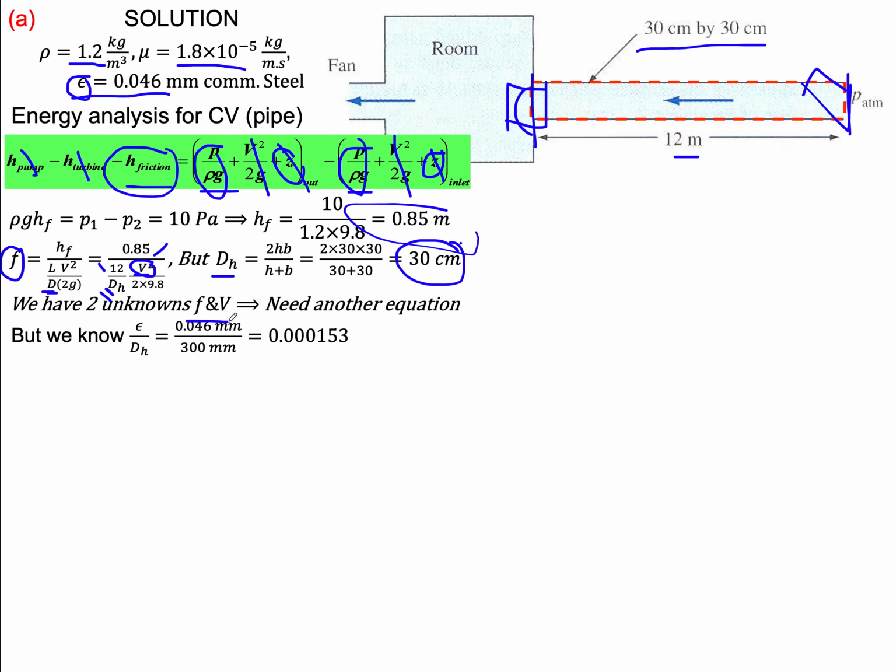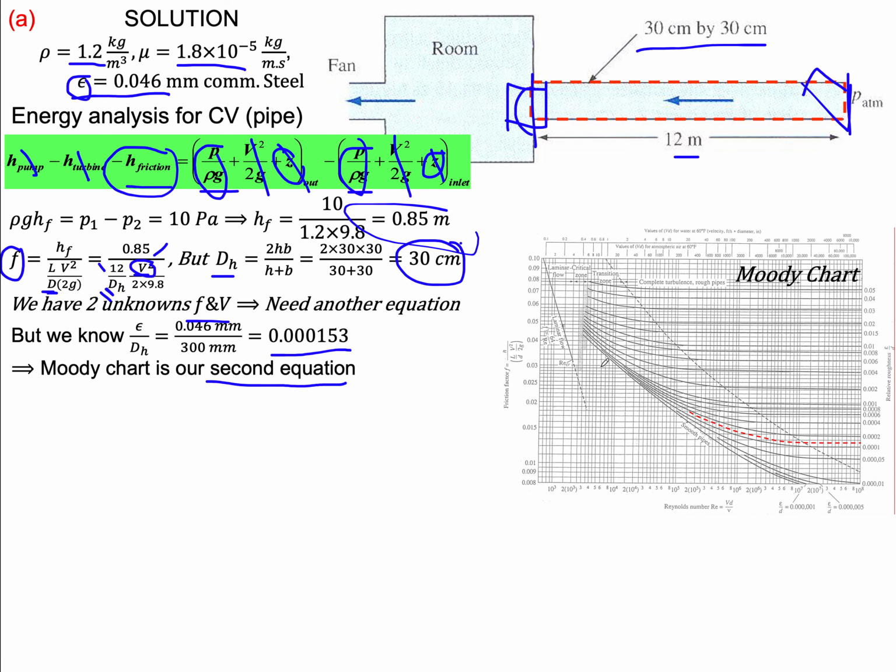We're given in the problem the epsilon, so we can get an epsilon over D, the relative roughness. And now remember, we have the Moody Chart that relates the Reynolds number to the friction factor, and the Reynolds number has a velocity in it. So let's look at our Moody Chart, and that would actually be our second equation. Here's the Moody Chart, and let me go to the epsilon over D of 0.00153, and it's between 2 and 1, so it's this red curve. So I started from this point, epsilon over D. So this line is my second equation.